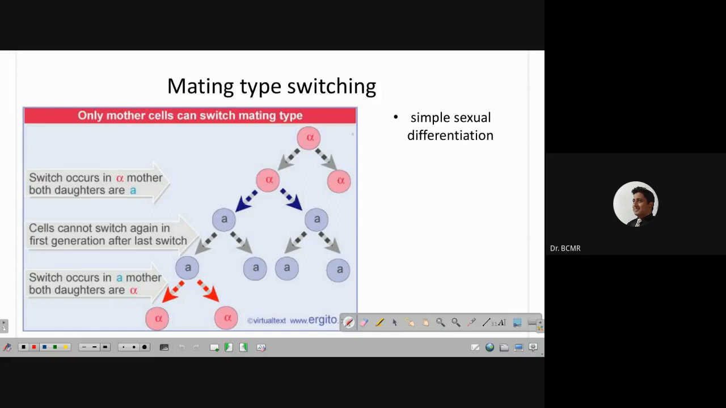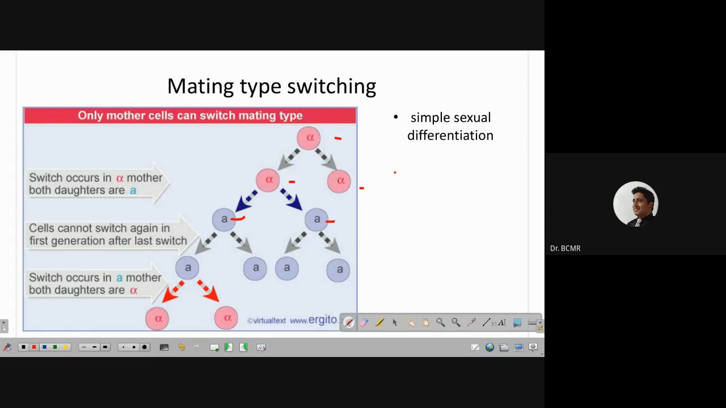So here is another picture depicting the same thing. Alpha gives rise to alpha cells, but occasionally they may switch and give rise to A-type cells. And A-type cells will keep running asexually, and they may switch to alpha type. Sexual reproduction will require the fusion of alpha and A. An alpha cell will not fuse with another alpha cell for sexual reproduction. It will only fuse with an A cell.